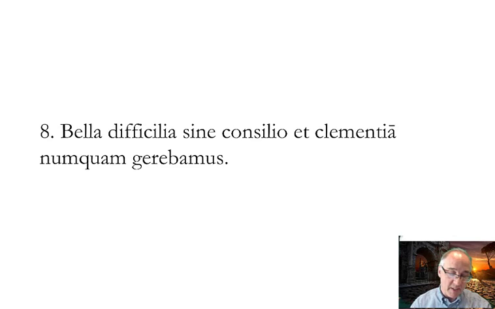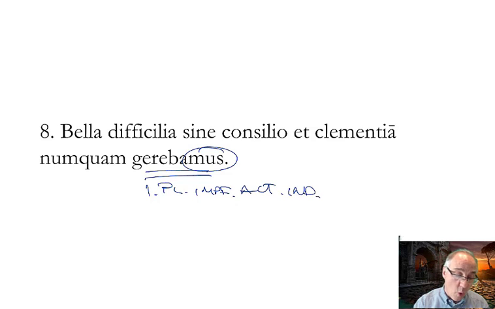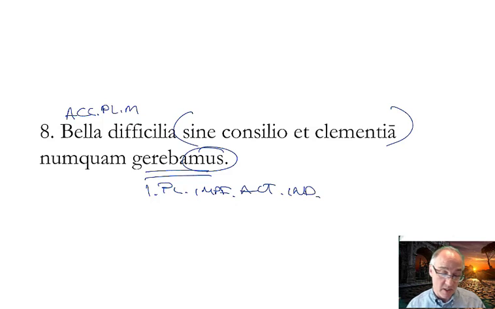Number 8. Bella difficilia sine concilio et clementia numquam gerebamus. Here, the gerebamus indicates this. We have the subject here in the ending, so it's first person plural, imperfect, active, indicative. We were waging wars. This is your accusative, plural, masculine. We were waging what kind of wars? Difficult wars. We are waging difficult wars without plan and without kindness.